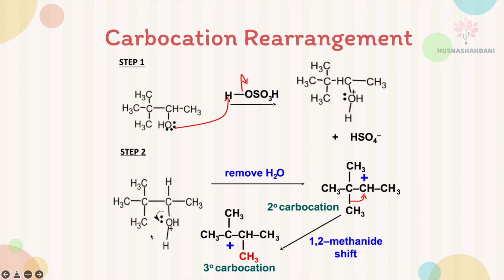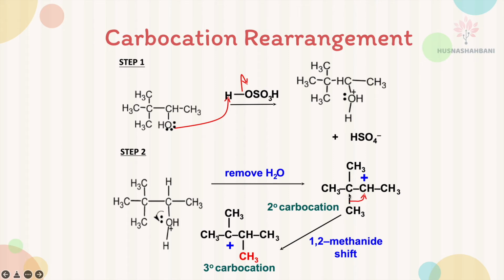And then in step 2, the water is removed. Because this oxygen is positive, and oxygen does not prefer to be positive, it uses the bonding electrons, the 2 electrons between the C-O bond, which are transferred to this oxygen, making it have 2 lone pairs again. So with the removal of water, this carbon becomes a carbocation because it loses the shared electrons. And this carbocation is a secondary carbocation.